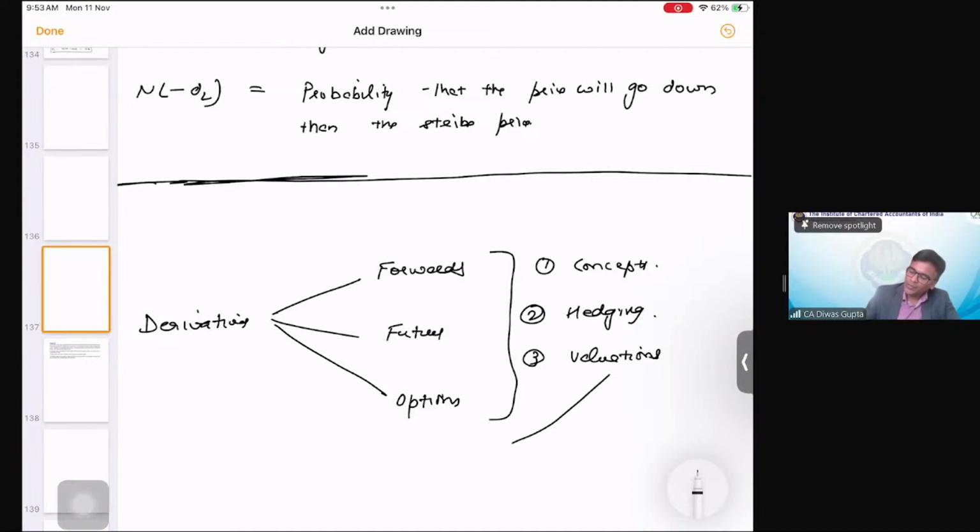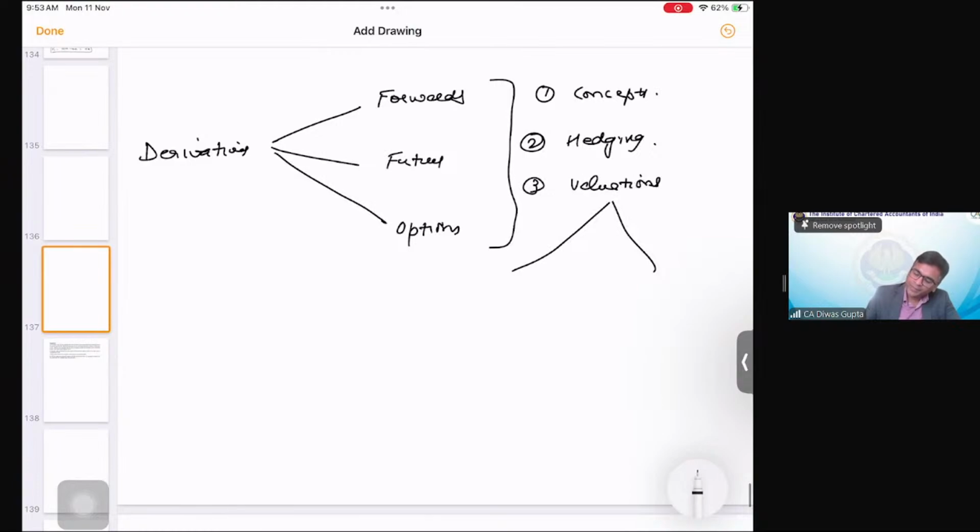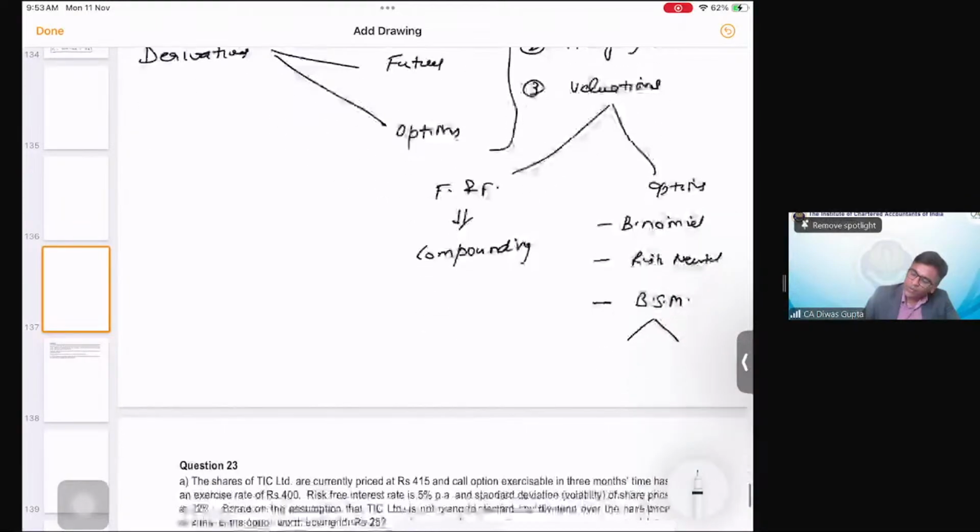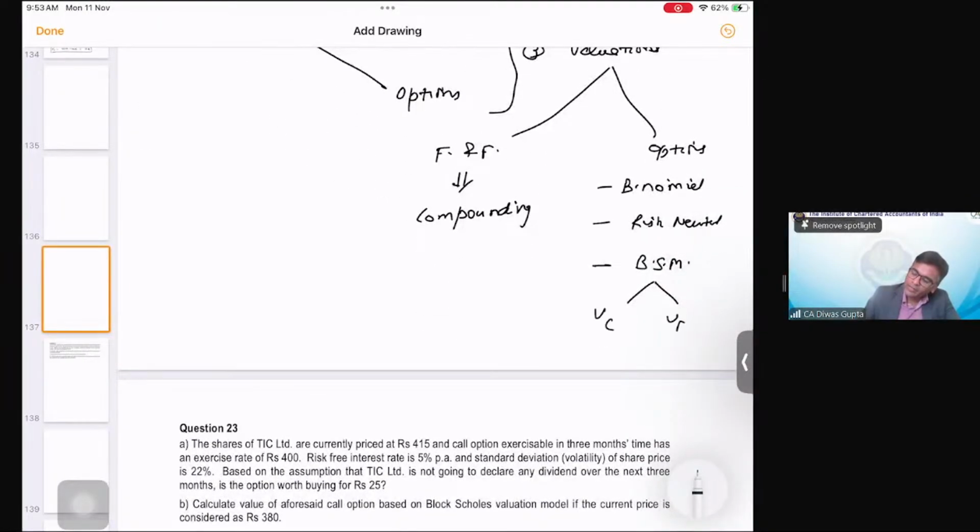So for forwards and futures, it was regular compounding that we used, correct? And for options, we used the binomial model, the risk neutral method, and lastly, the Black-Scholes model for the value of call and value of put option. Okay.